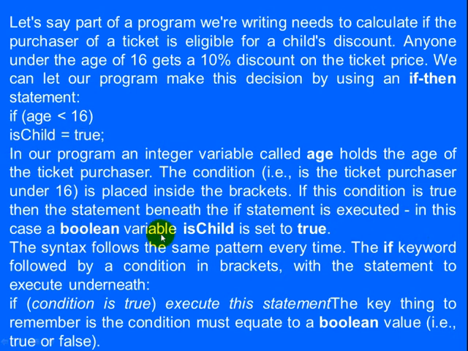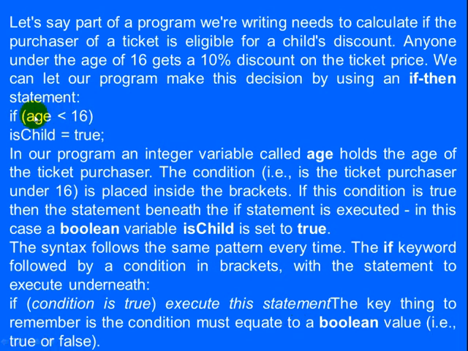In this case, a Boolean variable is child is set to true if this condition, that is age is less than 16, evaluates to true. The syntax follows the same pattern every time. The if keyword followed by a condition in parentheses, with the statement to execute underneath. If condition is true, execute this statement. The key thing to remember is the condition must equate to a Boolean value, that is true or false.